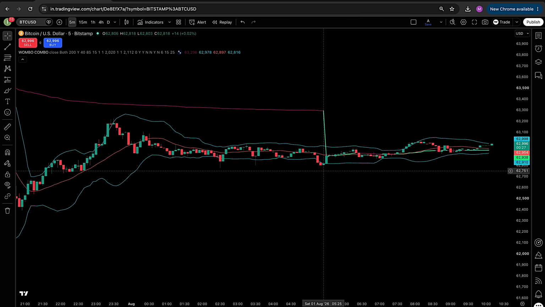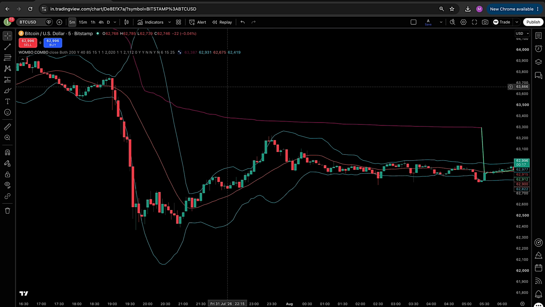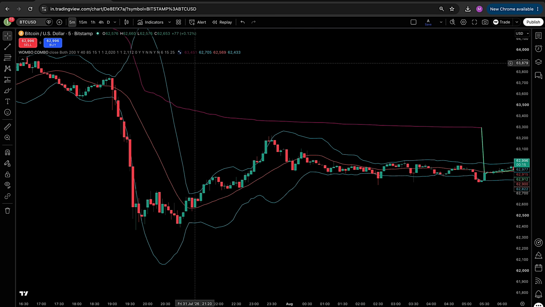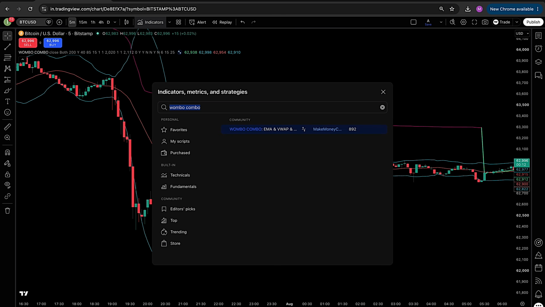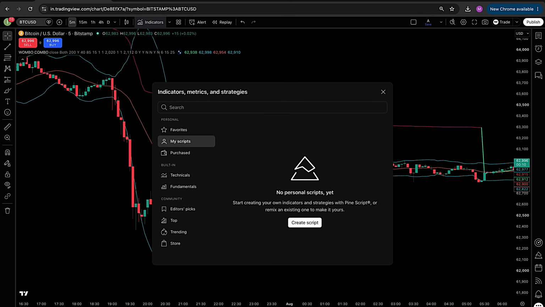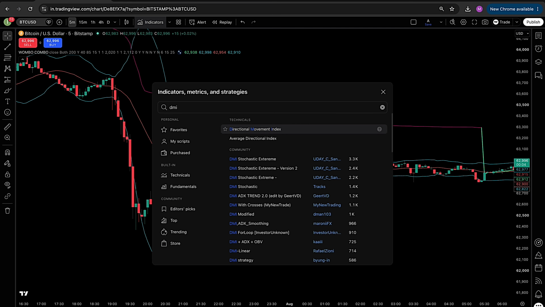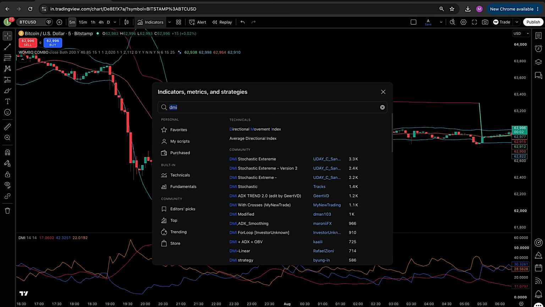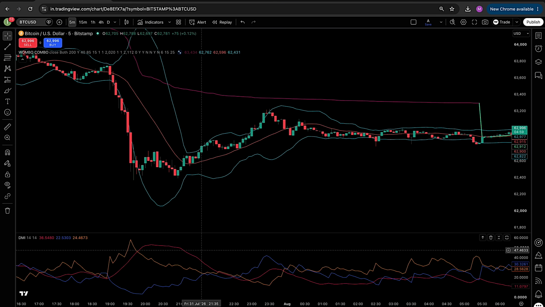Now we'll click OK, and as you can see, our first indicator has been added. Now we'll add the second indicator here. For that, we'll go to the indicator section and search for the name of the second indicator, which is DMI. Here you'll see Directional Movement Index. Add this one. It'll show you something like this.